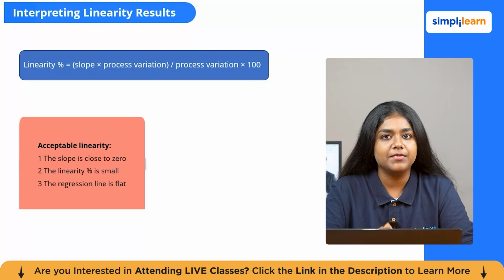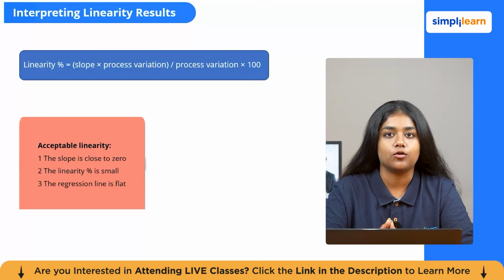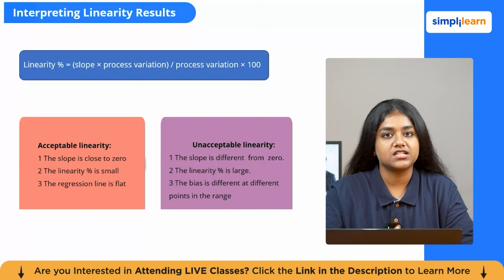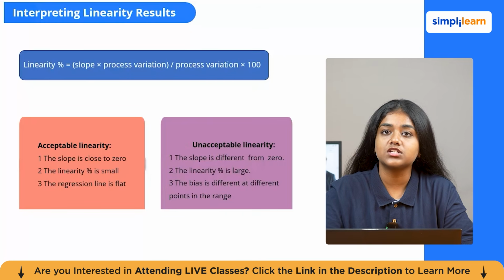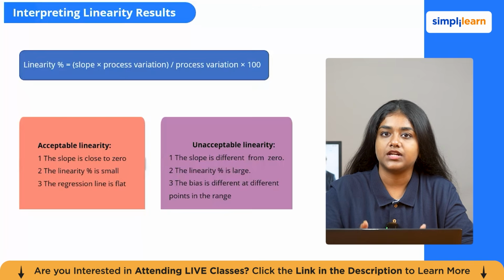So overall, acceptable linearity means that the gauge can be trusted to measure parts accurately and consistently throughout its intended operating range. Now let's understand unacceptable linearity. A gauge has unacceptable linearity when the bias changes noticeably across the measurement range. This means the gauge does not perform consistently at different reference values. It may be more accurate in one part of the range and less accurate in another part.